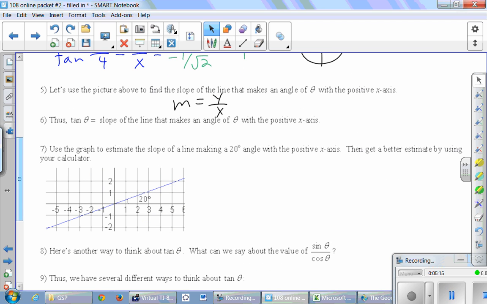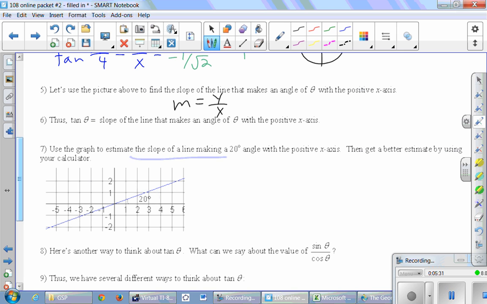Number 7, use the graph to estimate the slope of a line making a 20-degree angle with the positive x-axis, then get a better estimate by using your calculator. Okay, so we've got our line drawn in here. I'm telling you that's a 20-degree angle. I want to know what the slope of this line is. We're just going to estimate the slope by counting boxes.